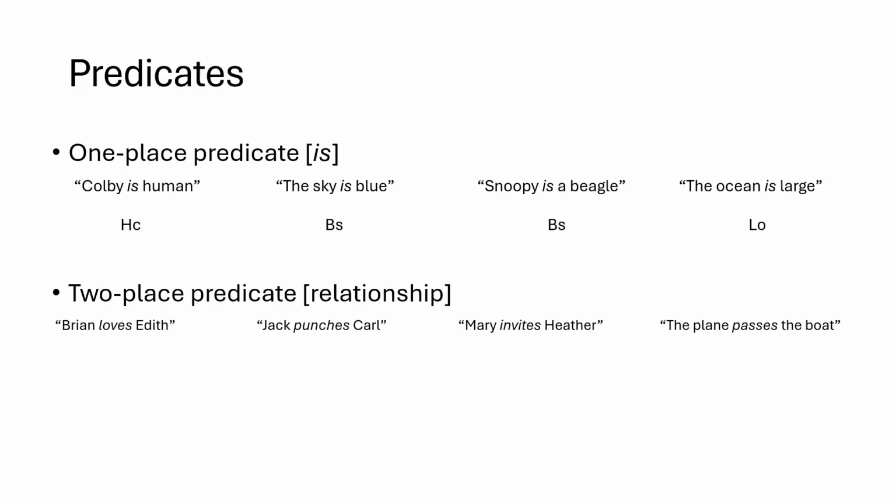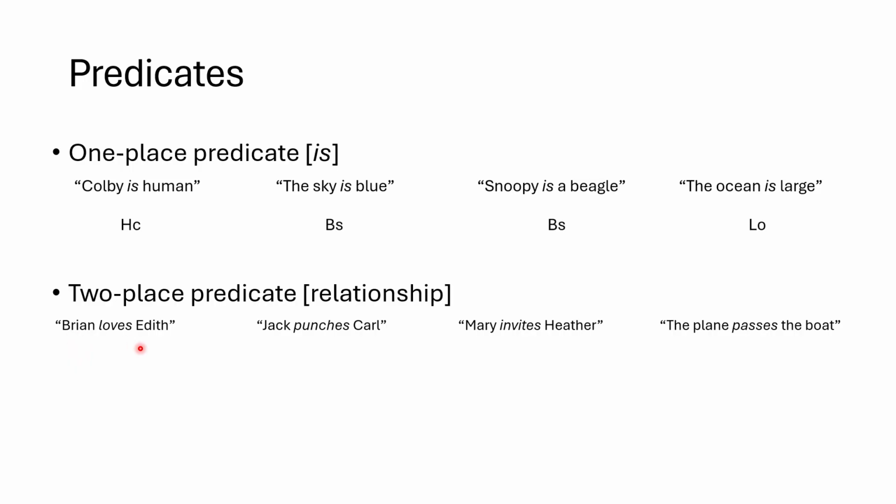So those one-place predicates, they always capture these is statements where we're attributing some predicate or some feature, characteristic, some category to the subject. Now we have two-place predicates, which is as far as we'll go in this lecture. So a two-place predicate captures a relationship between a subject and an object. So here, if we look at these sentences, we have a subject, Brian, who's doing what to Edith? Well, he's loving her. What's Jack doing to Carl? He's punching him. What's Mary doing to Heather? She's inviting her. What's the plane doing to the boat? Well, it's passing it.